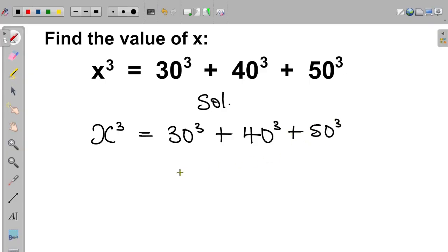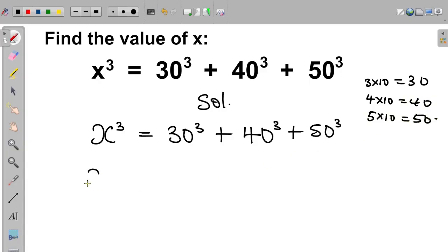Now at this point, we cannot add the values at the right hand side because they have different bases. So we have to employ a means through which we can simplify. Looking at the right hand side, we can express each base as a product of two factors. So recall that 3 times 10 is equal to 30, 4 times 10 is equal to 40, and 5 times 10 is equal to 50.